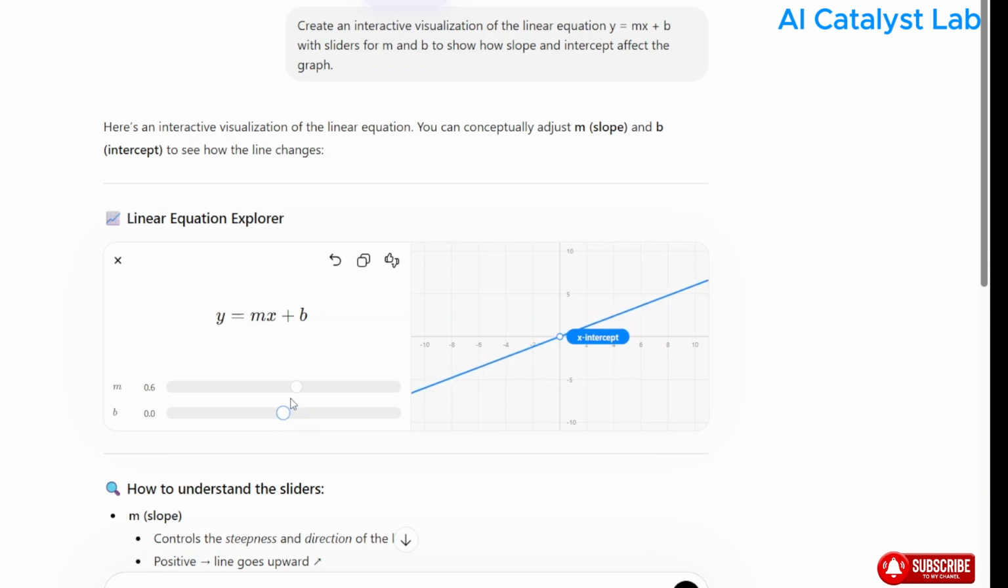If you change the values so that both m and b become 0, then the line will be at the origin. So in this way you can visualize the behavior of the linear equation, and what its graphical visuals will be if you change the values of both m and b. This graphical visual of the linear equation will be easy for students to understand.